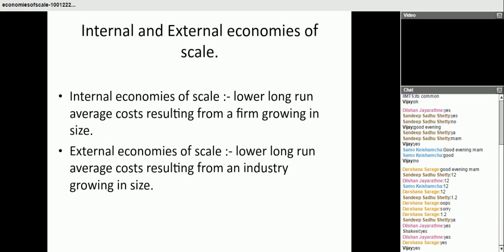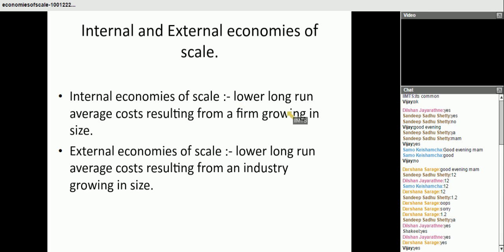Now what is internal economies of scale and external economies of scale? Just read it, all of you. Done? Okay.